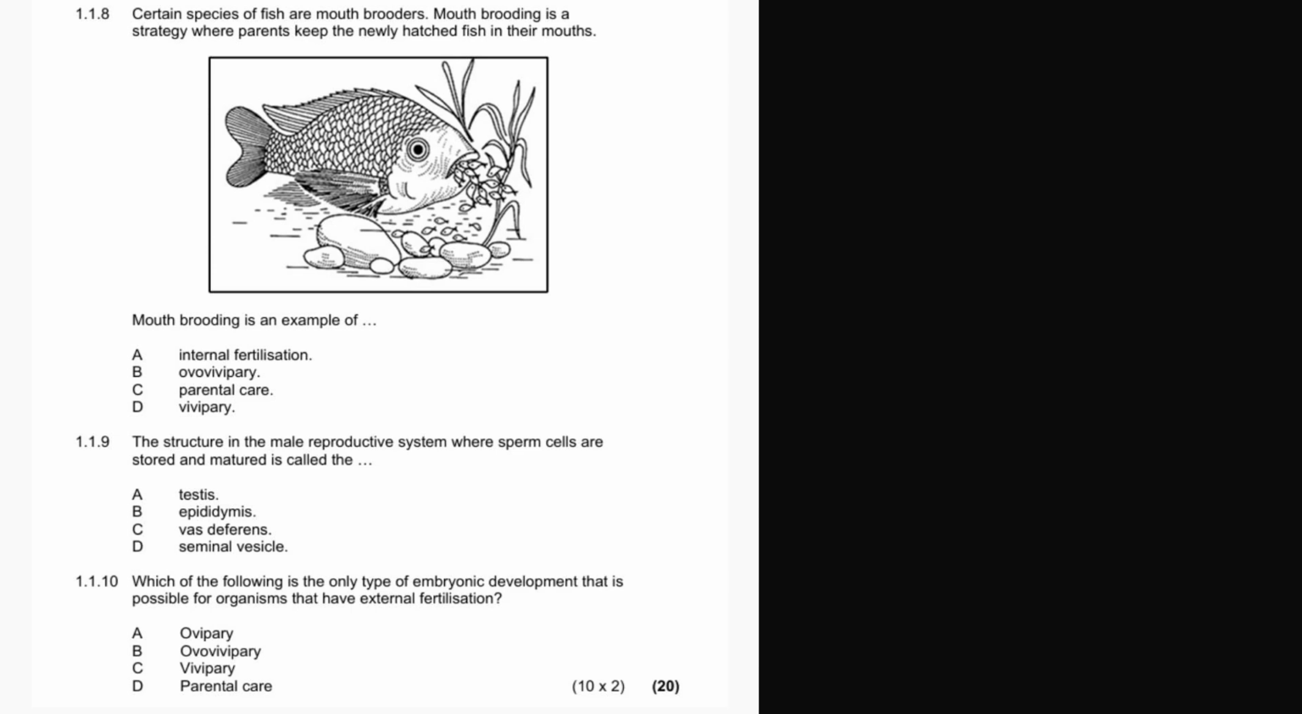So then now they said, certain species of fish are mouth brooders. Mouth brooding is a strategy where the parents keep the newly hatched fish in their mouth, right? Therefore now, the mouth brooding is an example of a what? It is an example of what we call parental care. Option C, it is correct. Therefore, mouth brooding, it is an example of parental care. So option C, it is the correct option.